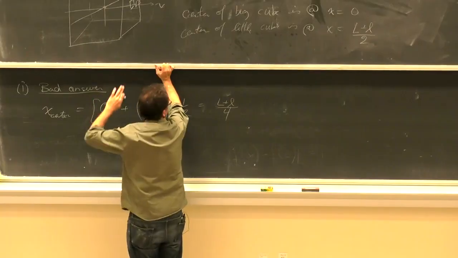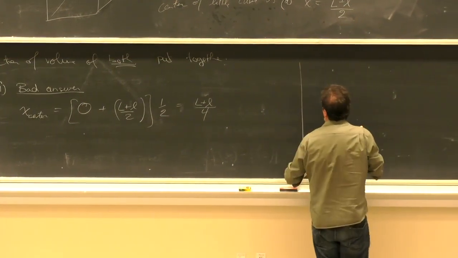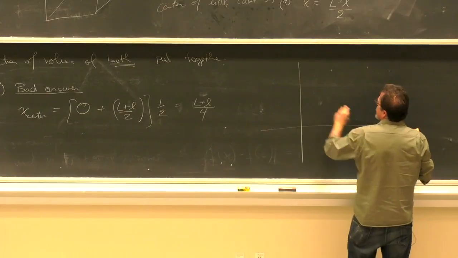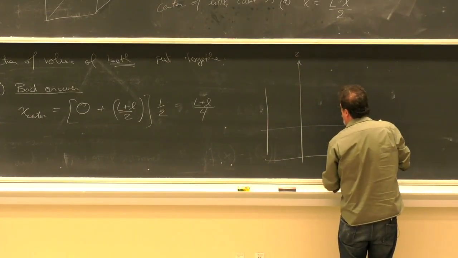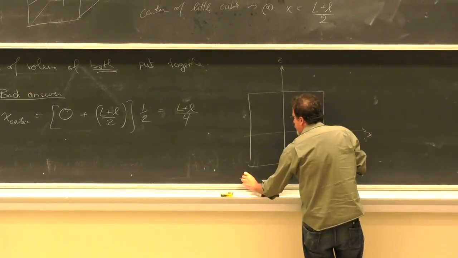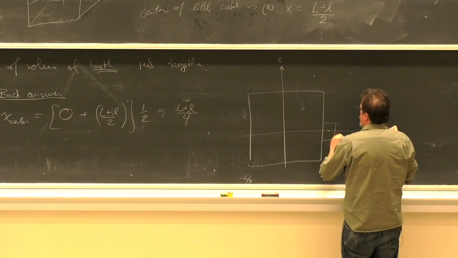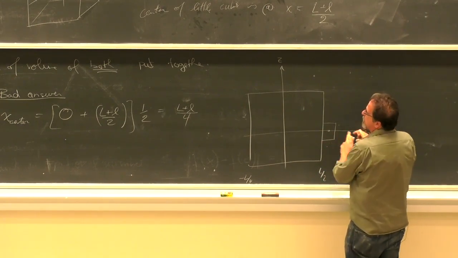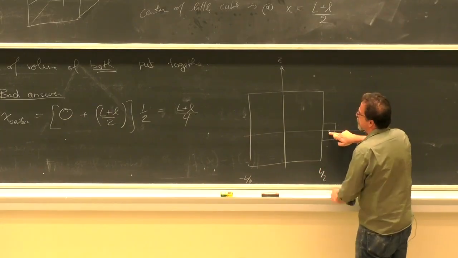Capital L over 4, and let me just draw this as a two-dimensional cube. Let's look at it right along. So this is the x-axis, this is the z-axis, and I'm going to look along the cube. This is L over 2. This is negative L over 2. I'm not going to try to do a three-dimensional drawing. And here's where the center of the little cube is, and that's capital L plus little l over 2.